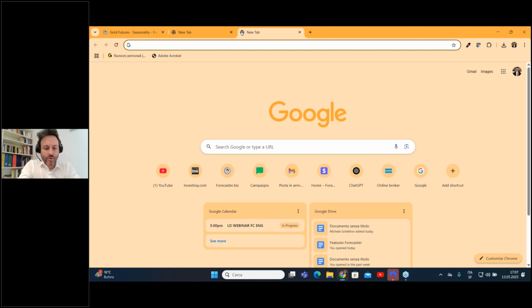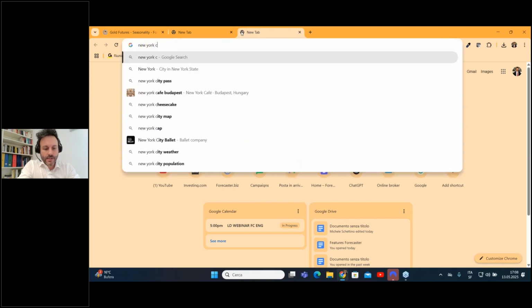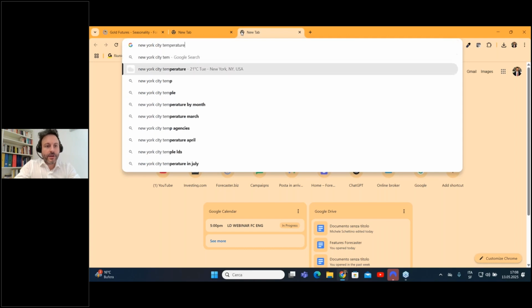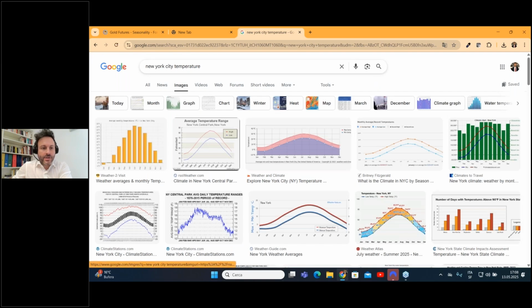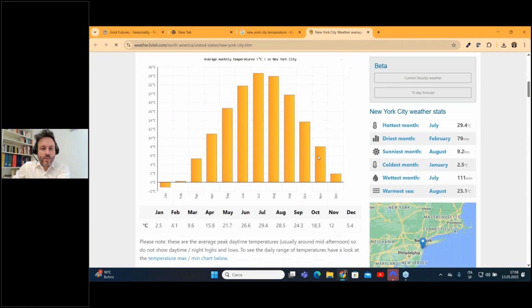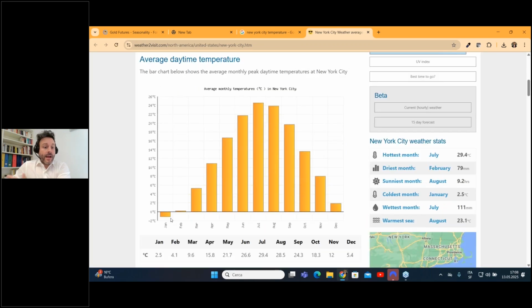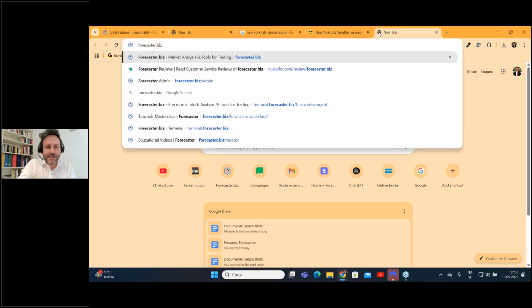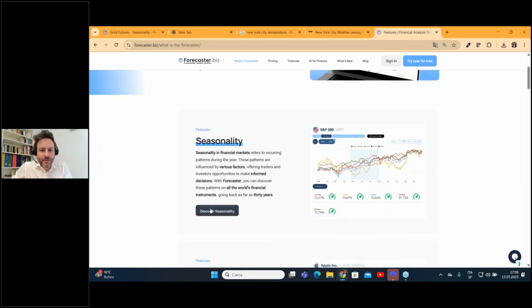I always do the example with the temperature. If we write on Google New York City temperature, and we go here, this is a chart where we can see the average temperature for New York City. As you can see, this is a very nice example of seasonality. We can actually also go to our website where we have a very nice description of seasonality.